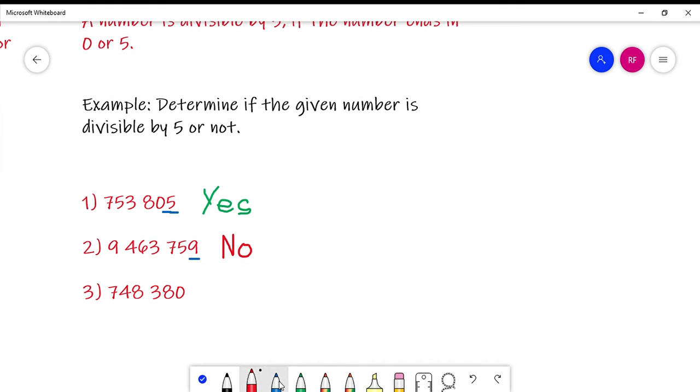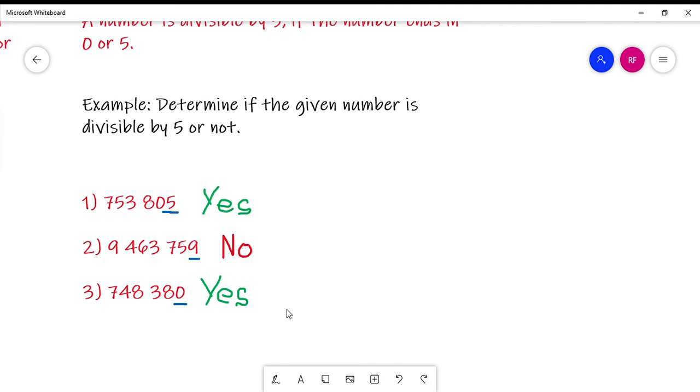Next number, we have 748,380. The digit in the ones place is 0. So it fits the rule that a number is divisible by 5 if it ends in 0 or 5. So that means this number is divisible by 5. So let us write here yes, it is divisible by 5. Okay, I hope you get it.